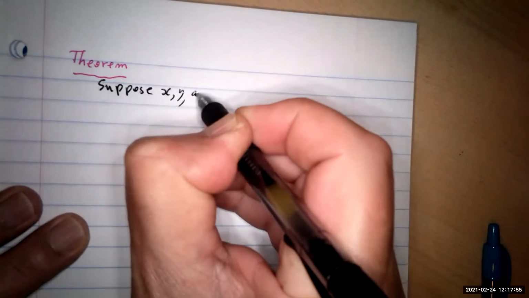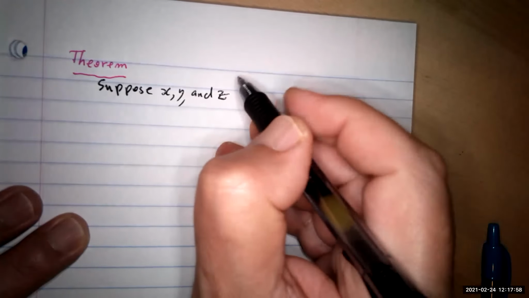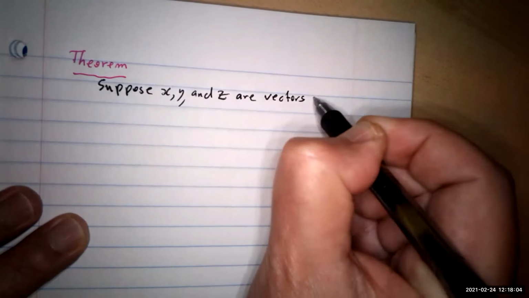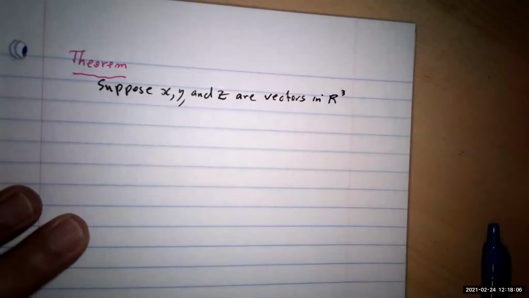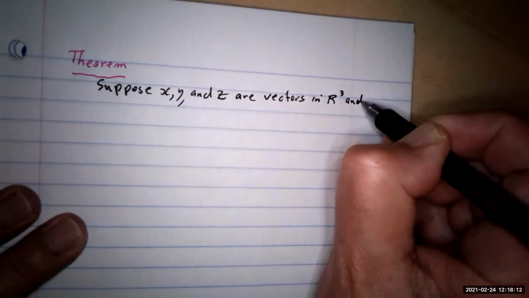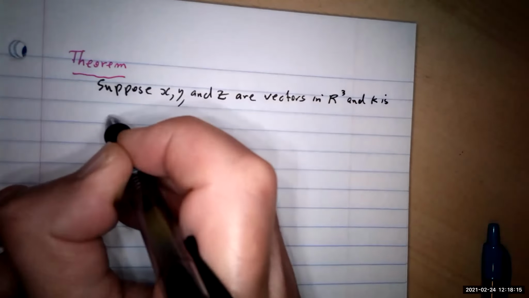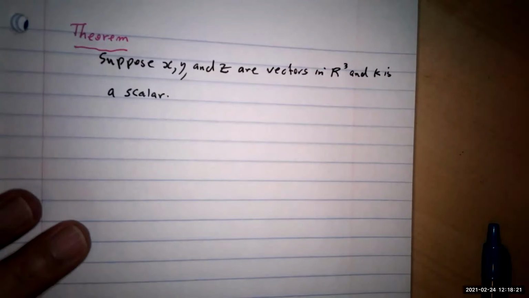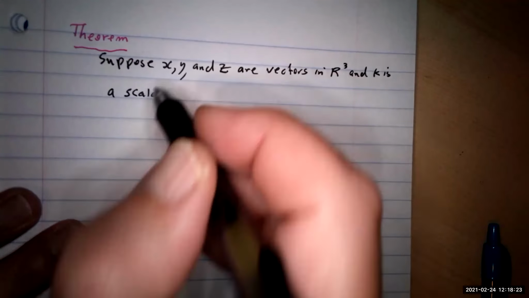So what is going to be this theorem? Suppose you have vectors, suppose x, y, and z, for example. These are going to be our vectors in R3. Okay, and k is a number. And k is a scalar. It's going to be a scalar. Okay, if this is going to be the case, then we are going to have the following.